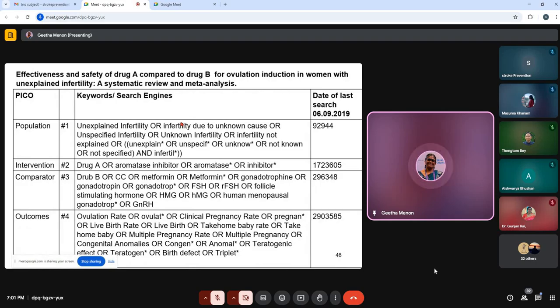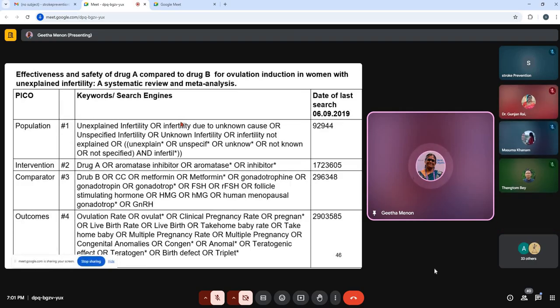So put all those outcomes together, join them using the OR term, and that led to about 29 lakh 3,585 articles. So see, for each component of the research question, you do a search and document this search. Then what do we do?